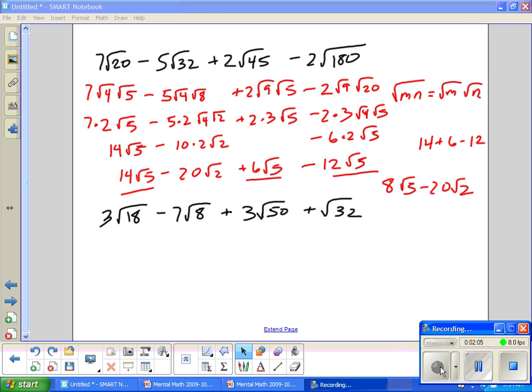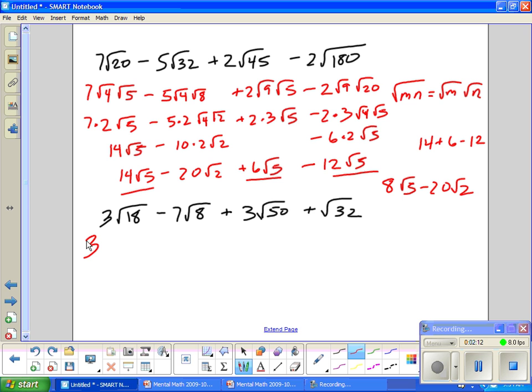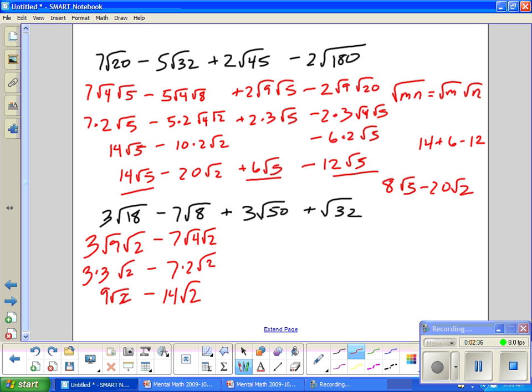All right, and again, for the next one, I'm going to do all the perfect squares, all right? So 18, I'm not going to pick 3 and 6. That would work, but the easier selection is 9 and 2. And that gives me 3 times 3 times square root of 2, and that gives me 9 square root of 2. And I work all the way down the terms. Minus, the perfect square out of 8 is 4. And I get 14 square root of 2. If you have like terms already, we'll deal with them at the end.